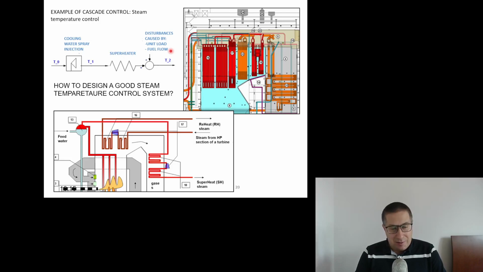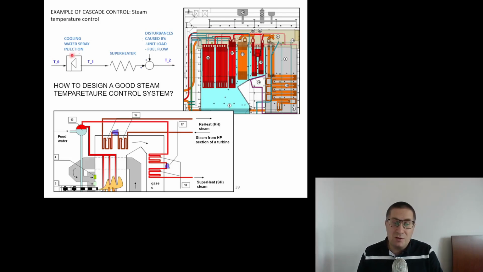And how can we control this temperature? We can inject cooling water into the pipe with the steam. Unfortunately, we have to inject this water before the superheater, because if we inject the water after the superheater, before the turbine, the water can damage the blades of the turbine. Those droplets of water can destroy the blades of the turbine.